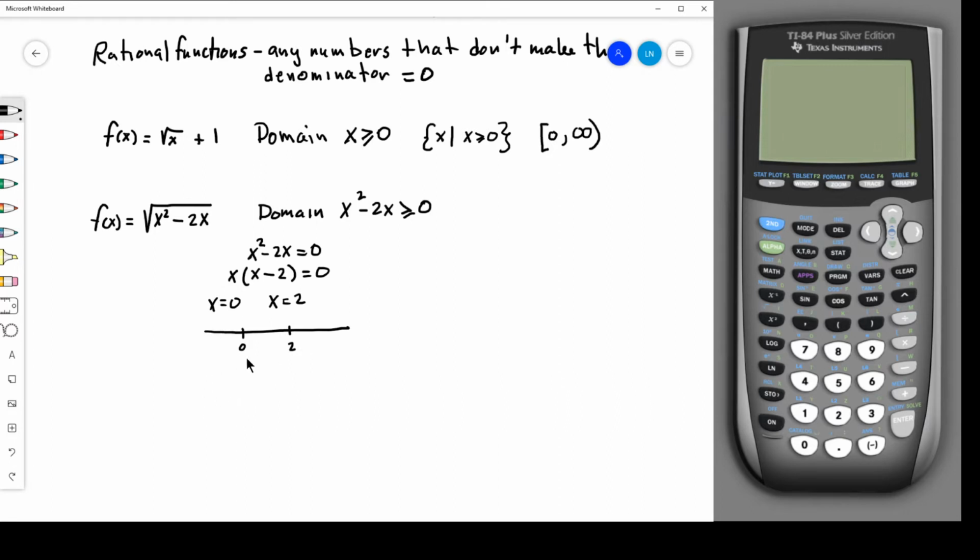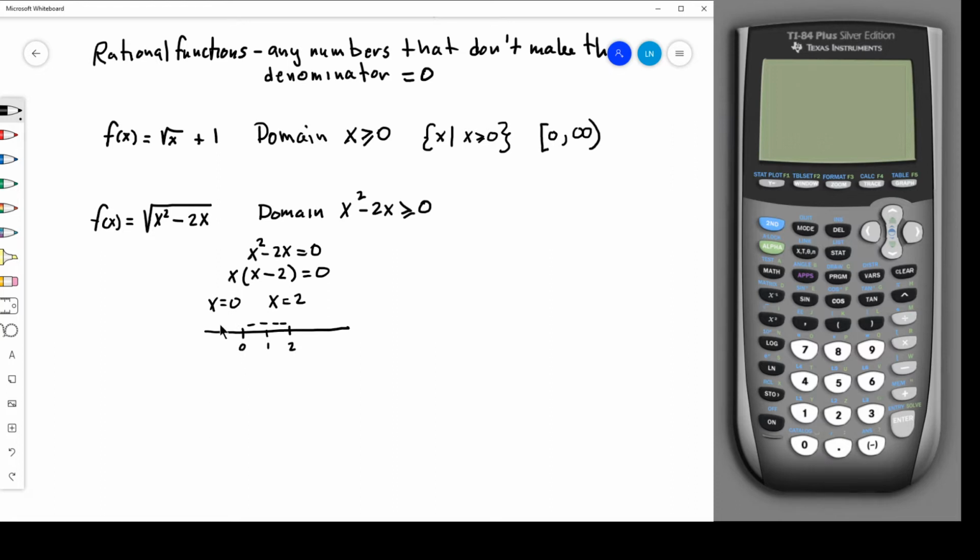So if I pick a point, let's pick a point in the middle first. If I pick a point between 0 and 2, say I pick 1. If I put a positive 1 in here, I get 1. If I put a positive 1 in here, I get negative 1. So a positive times a negative is a negative. So my function is negative in here.